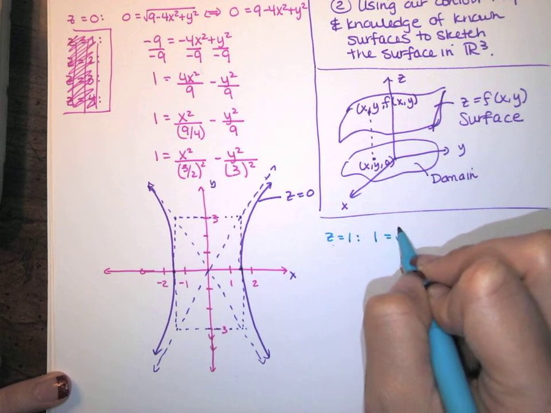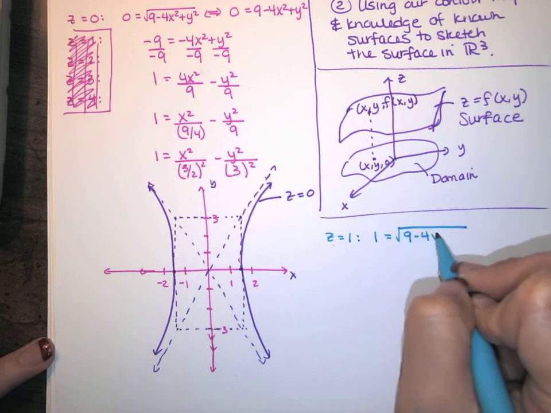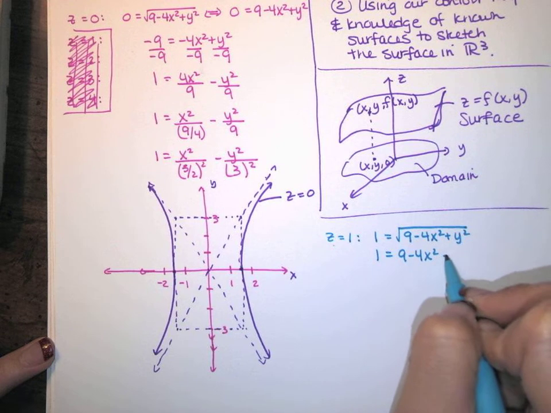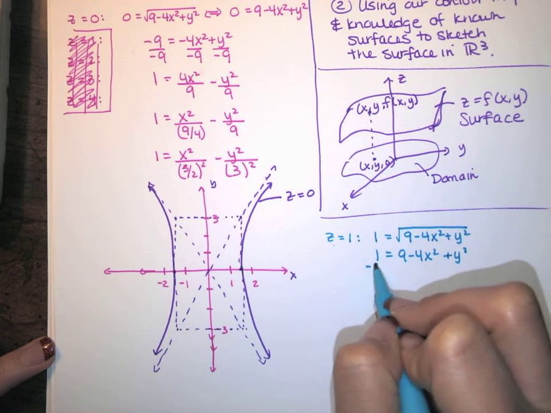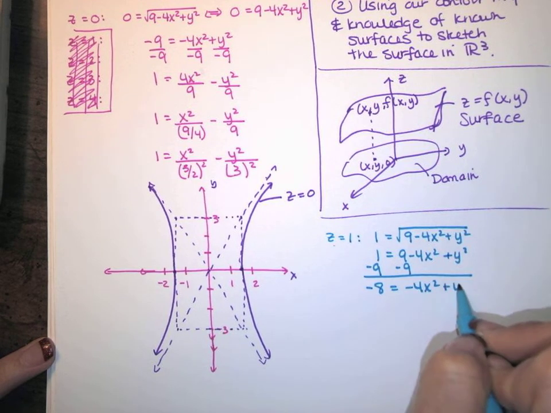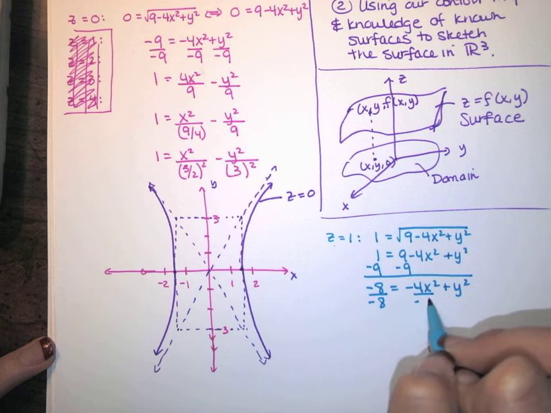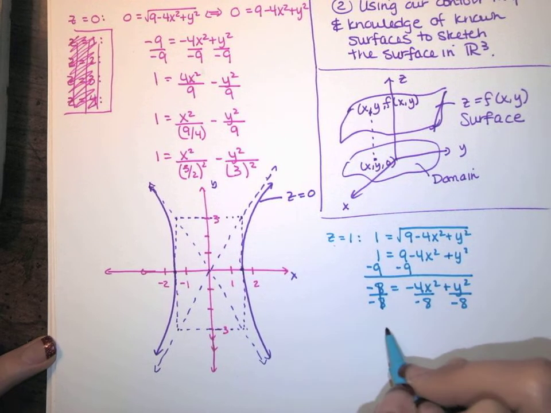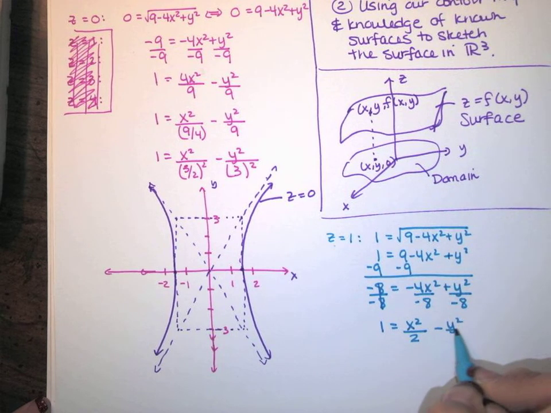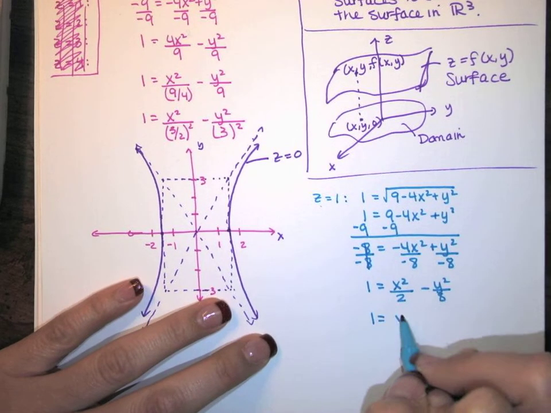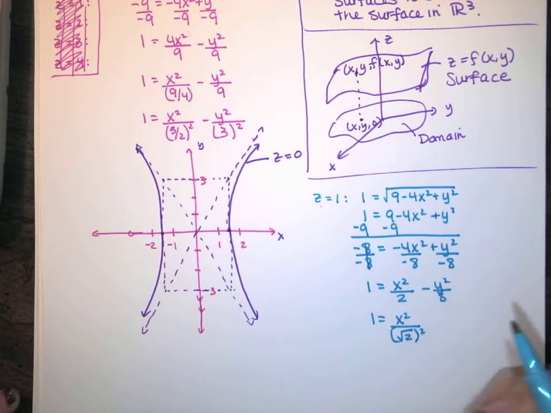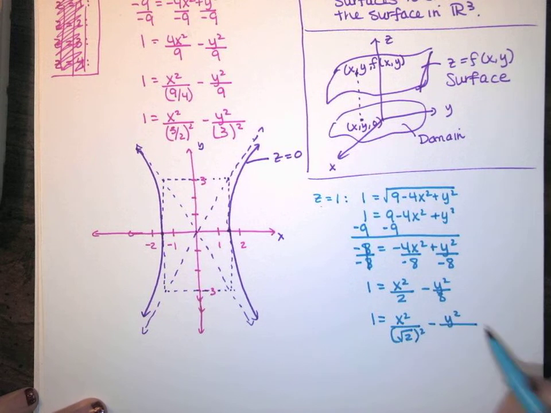So I've got 1 equals the square root of 9 minus 4x squared plus y squared. Square both sides. And then subtract the 9 from both sides. So now you've got -8 on this side. It's no big deal. We'll do the same thing as we did before. So now I've got 1 equals x squared over 2 minus y squared over 8. And 2 is the same thing as square root of 2 squared. And 8 is the same thing as square root of 8 squared.